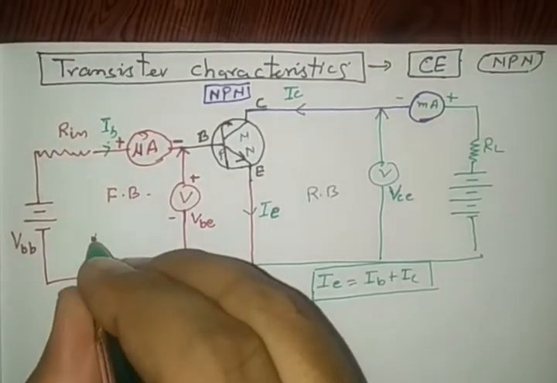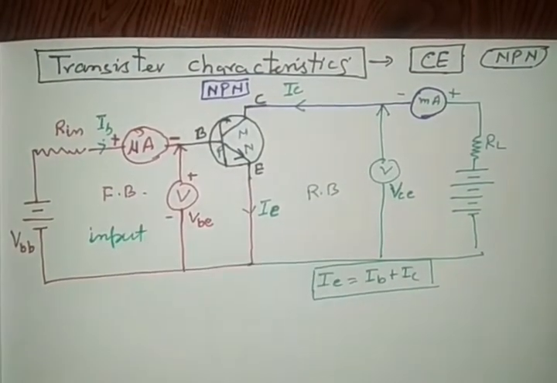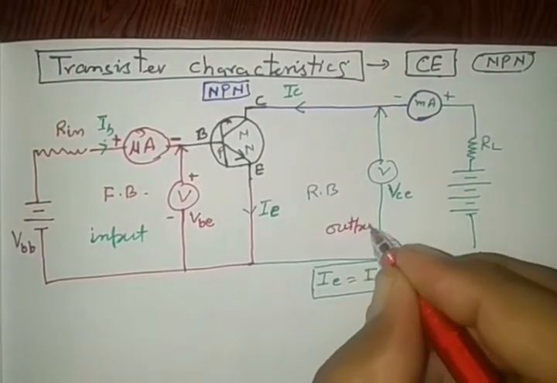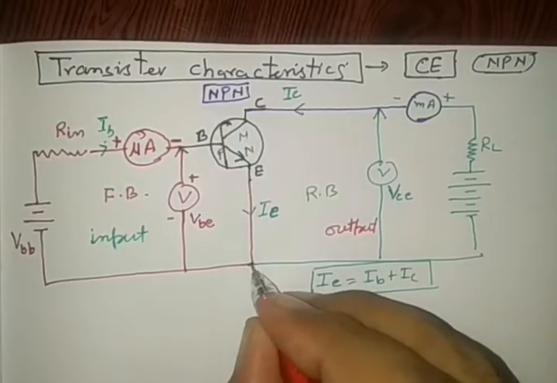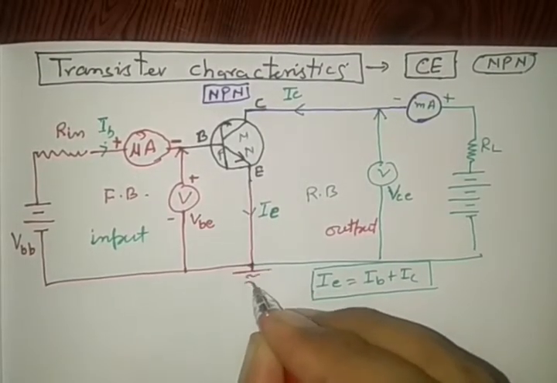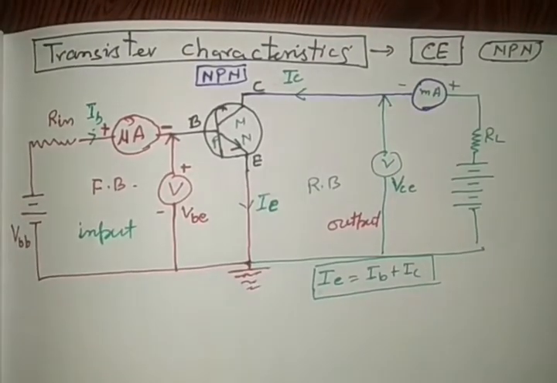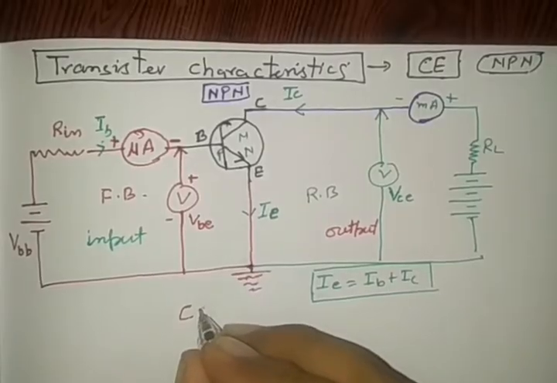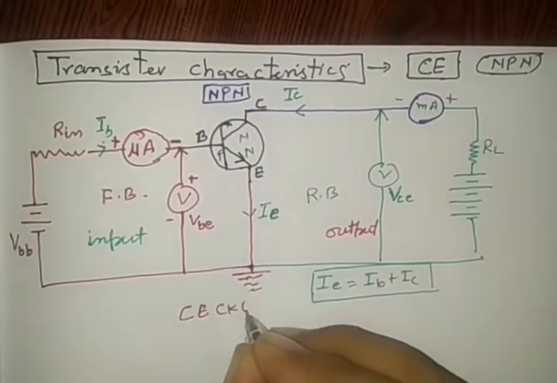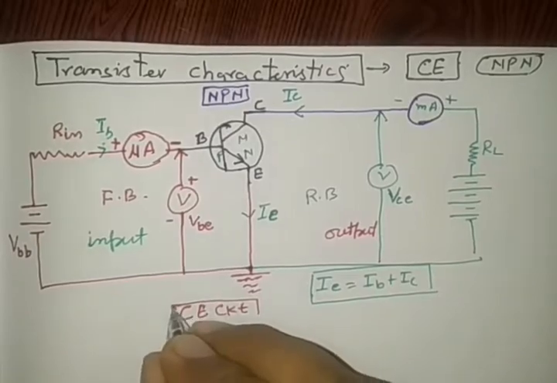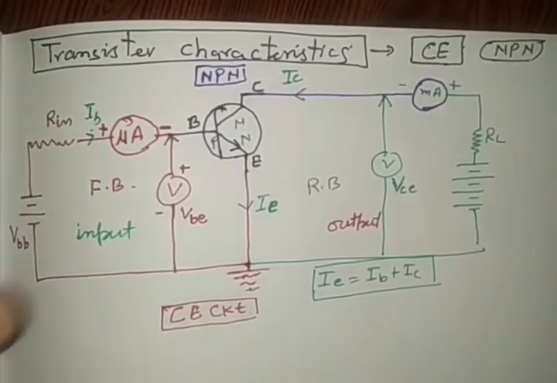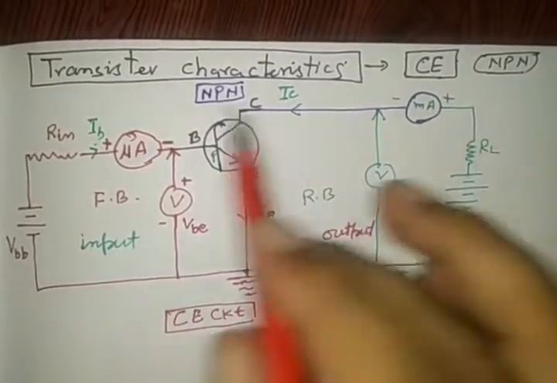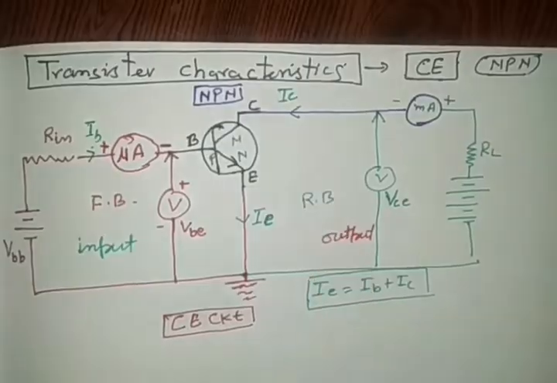It is the input, and this side is the output circuit, and here this common terminal is earthed. So this is the common emitter circuit of a transistor. So see how it is connected, and these are all the parts used to measure the transistor characteristic.